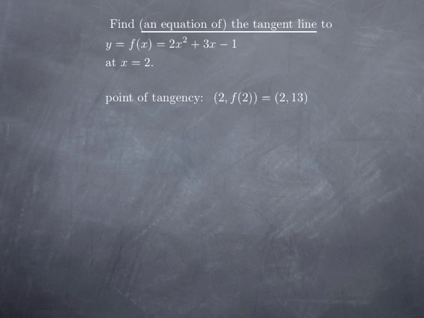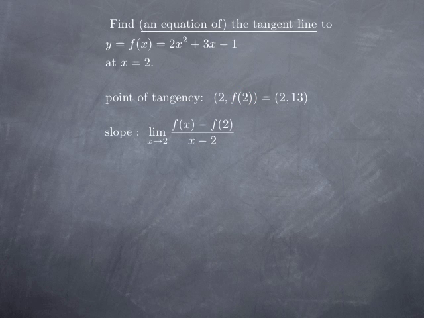The point, or point of tangency, has first coordinate 2, and it is a point on the graph of the function. Therefore, its second coordinate is simply the value of the function at x equal 2. And here, if we plug x equal 2 in this function, we get 13. So the point of tangency, which is a point on the line, will have coordinates 2, 13.